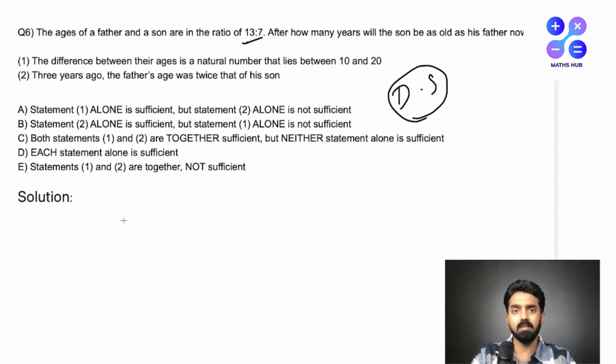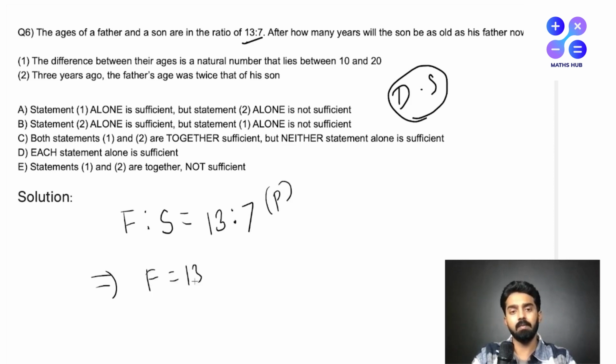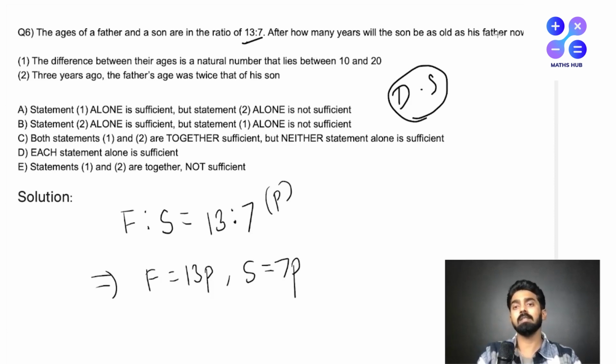So ages of a father and a son. So let's say F to S are in the ratio of 13:7, right? So what do we do first? We assume that there's a common ratio which is P, and we say the age of the father is 13P, and we say the age of the son is 7P. Done. Okay, so after how many years will the son be as old as his father is right now?